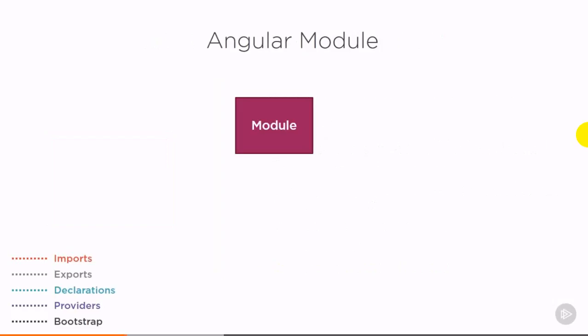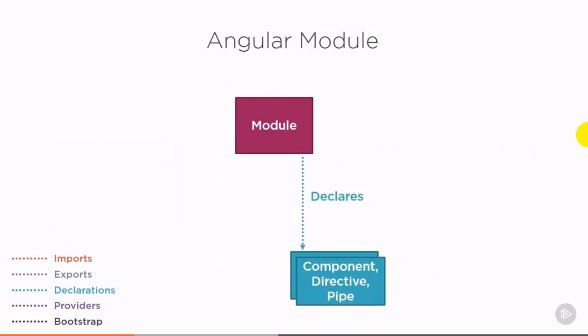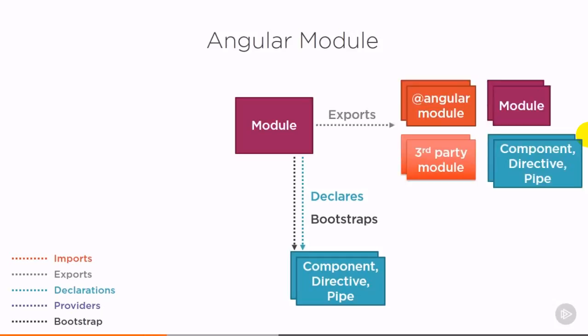How does an Angular module organize our application? An Angular module declares each component, directive, and pipe that it manages. Every component, directive, and pipe we create belongs to an Angular module. An Angular module bootstraps our root application component, defining the component needed to display our first template. An Angular module can export components, directives, pipes, and even other Angular modules, making them available for other modules to import and use.